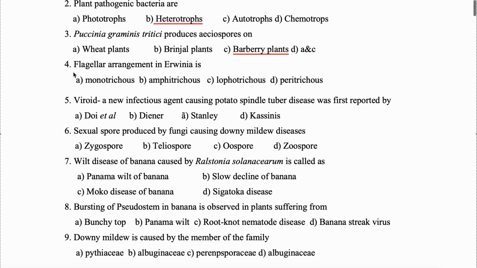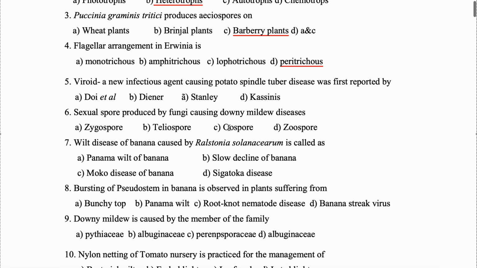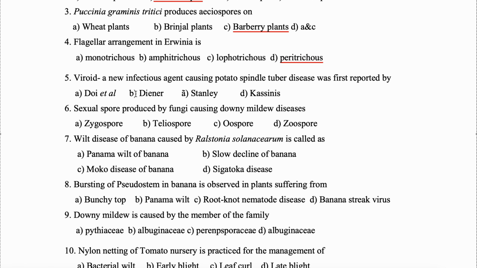Okay. Question number 4. Flagellar arrangement in Erwinia is peritrichous. Go with the flagellar arrangement of all the bacterial pathogens. Okay. Like examples of monotrichous, amphitrichous, lophotrichous and all. Peritrichous is a type of arrangement in which a bacterial cell has flagella all over its body. That is for Erwinia. Yes, more pathogens are also there which come in this category, such as Pantoea. Okay, go through the examples.